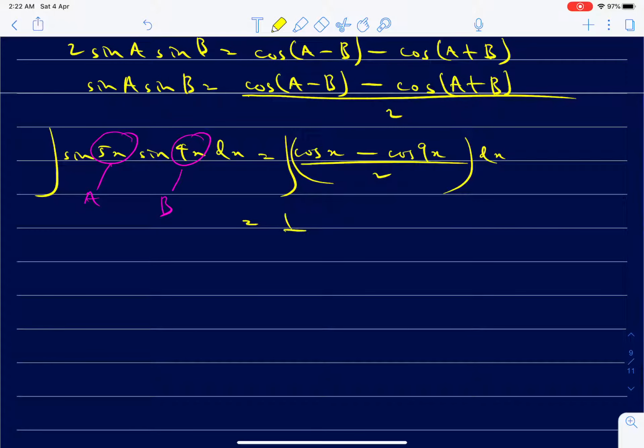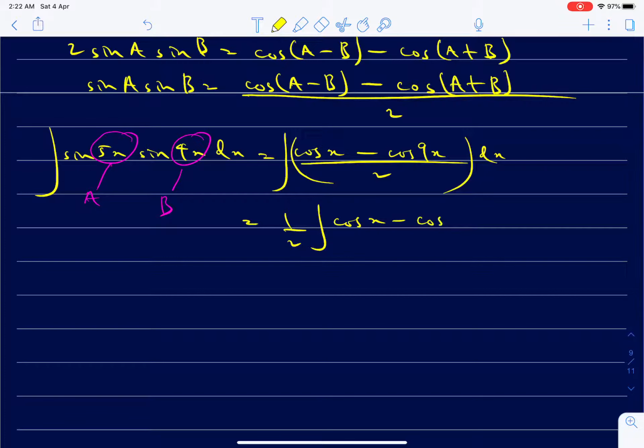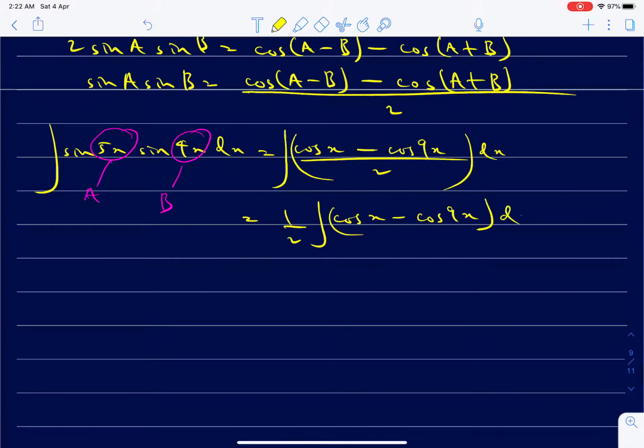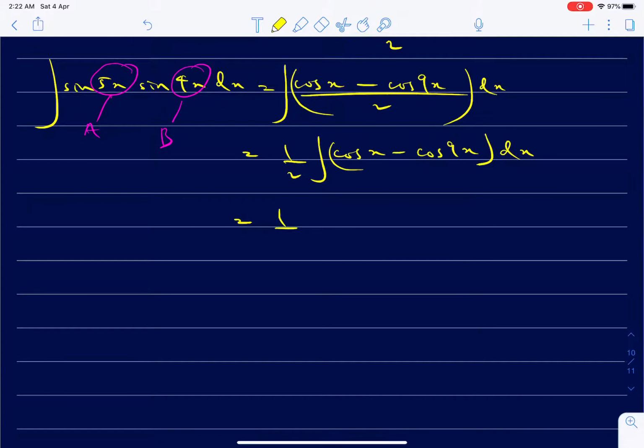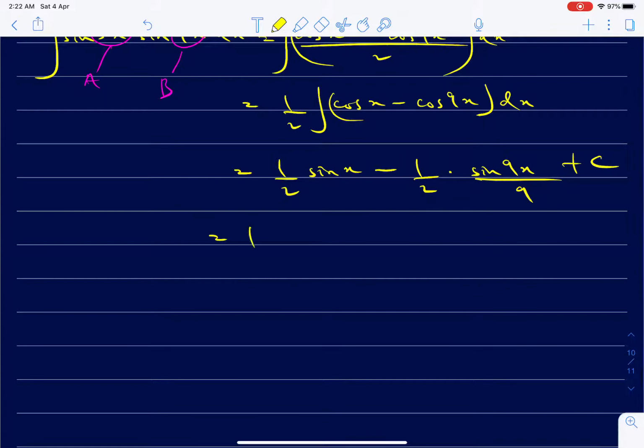And that's the same as 1 over 2 multiplied by the integral of cos x minus cos 9x with respect to x, which simply means 1 over 2 sine x minus 1 over 2 times sine 9x divided by 9 plus c. And that is the same as 1 over 2 sine x minus 1 over 18 sine 9x plus c.